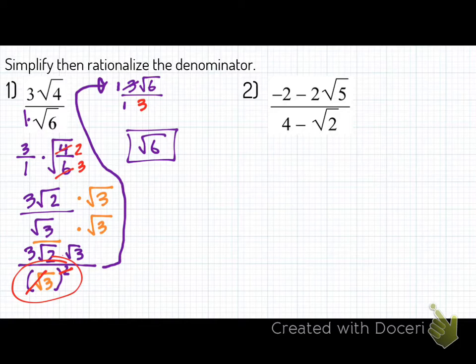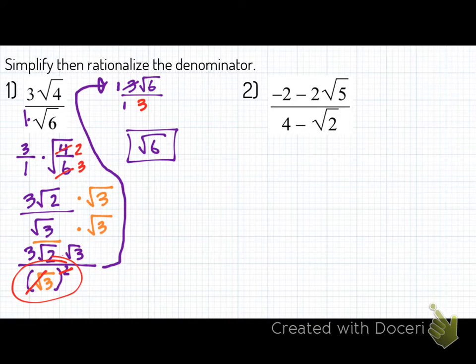So that's number 1. Seems like a lot of work, but the whole purpose of it is so that we don't end up with an answer like this. This looks a lot uglier than this, right? So that's why we're doing that. Make sense? Okay, number 2.